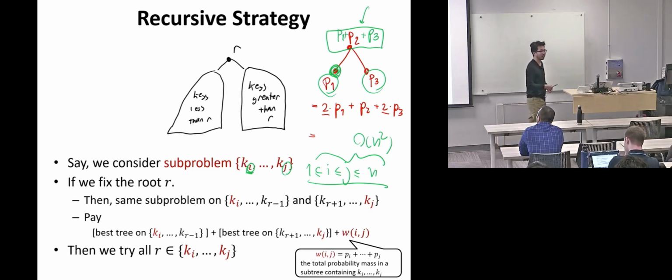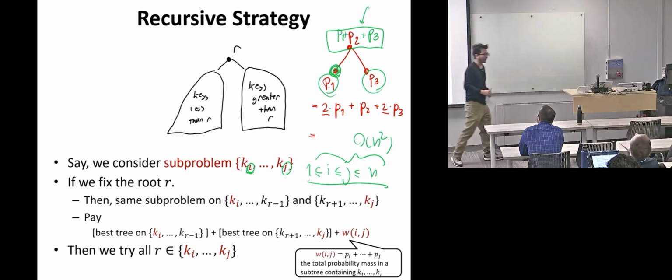Can you explain why it's n squared again? Yeah, because the input that you ever recurse to just looks like starting from key i and ending at key j. How many possible i can there be? i can range from 1 to n, and j can range from 1 to n too. So that's n squared choices.